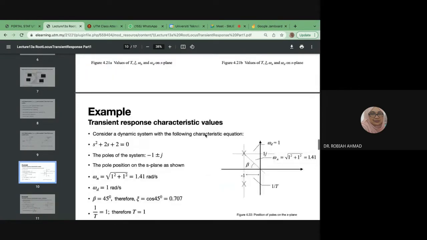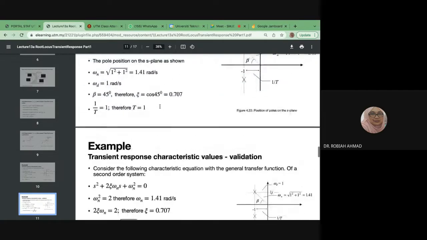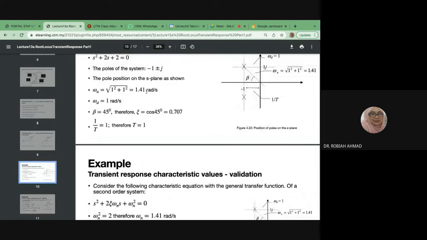Tadi kita kata we have our system S square plus 2S plus 2. So now let us relate dengan the apa tadi the equation for second order system. So kita tahu equation of second order system macam gini. Standard second order system. So from here we know the omega n. Kalau kita tak buat root locus lah. So meaning that omega n kita 1.41. Sama tak dengan tadi? Yes, 1.41.